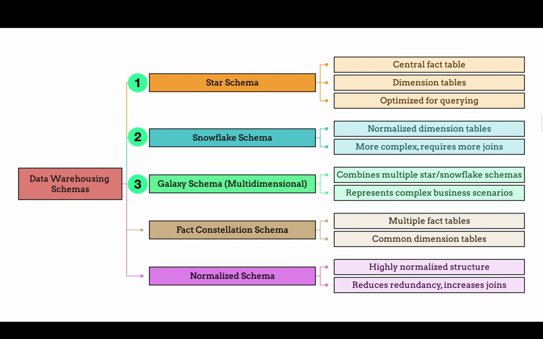3. Galaxy schema, or multidimensional schema, a complex schema that combines multiple star schemas or snowflake schemas into a single database. It's used to represent more complex business scenarios and allows for multiple fact tables with shared dimension tables. 4. Fact constellation schema, similar to the Galaxy schema, this schema uses multiple fact tables that are linked to common dimension tables. It's suitable for complex data modeling scenarios, allowing for various levels of data granularity. 5. Normalized schema, a highly normalized data structure, emphasizing the elimination of redundancy in dimension tables. It's not as efficient for querying as the star schema due to the higher number of joins required.